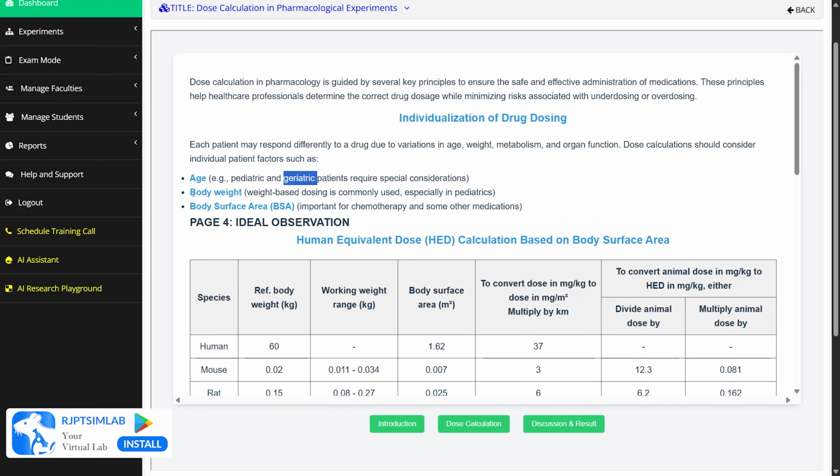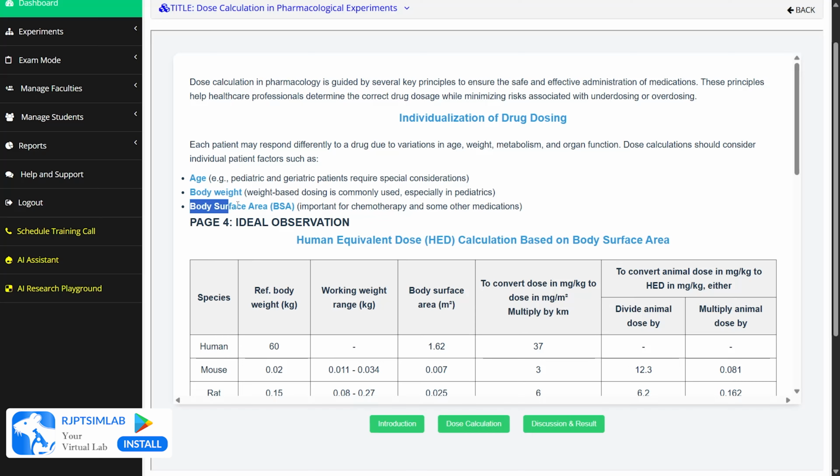Then the second factor is body weight. Weight-based dosing is commonly used, especially in pediatrics. If our patient is a pediatric patient, they are small in size, and their weight is also much lower than other patients. So we have to provide an accurate dose for the low-weight patient. In the case of geriatrics, the body weight is also not as much in comparison to a normal healthy patient. So we have to calculate the accurate dose for them.